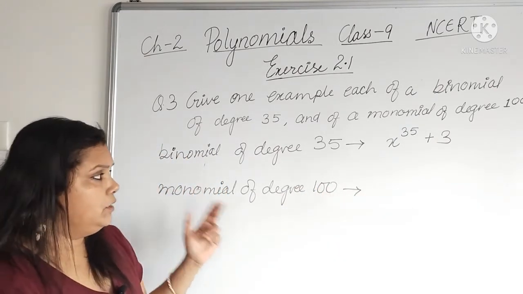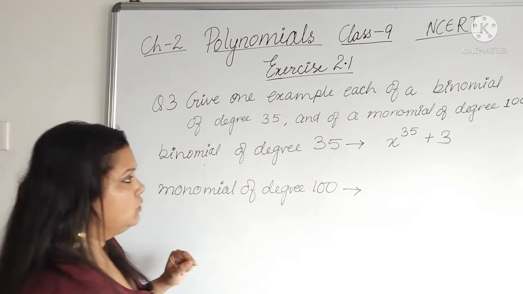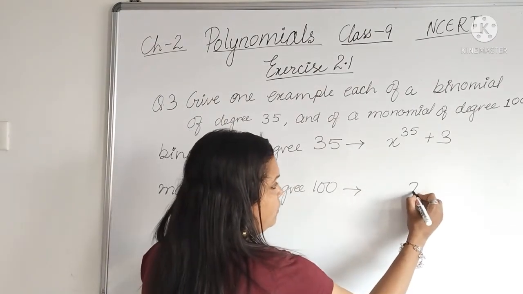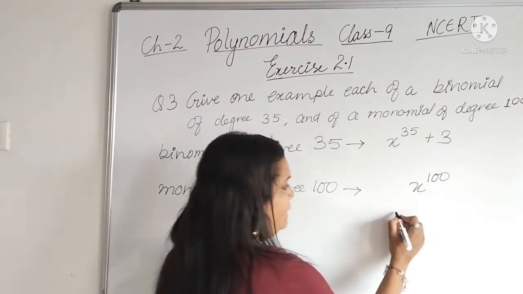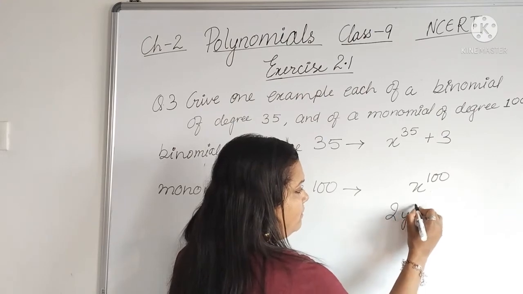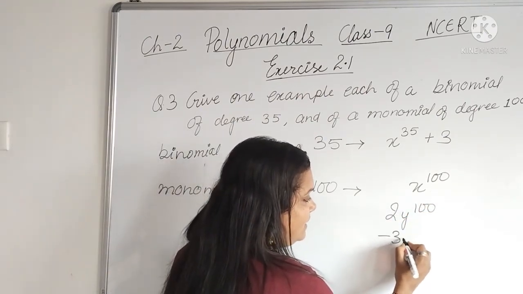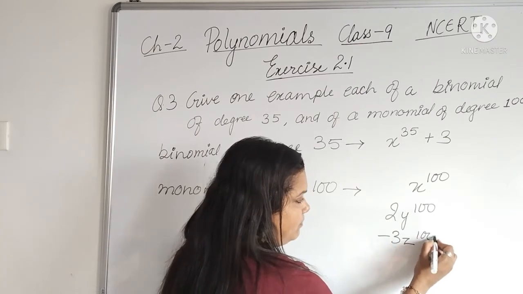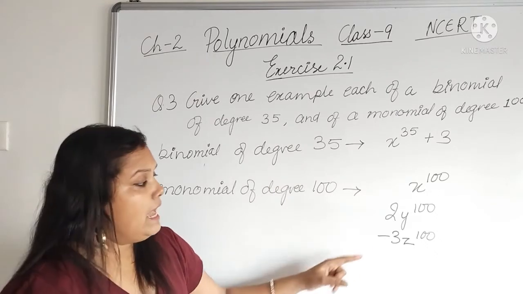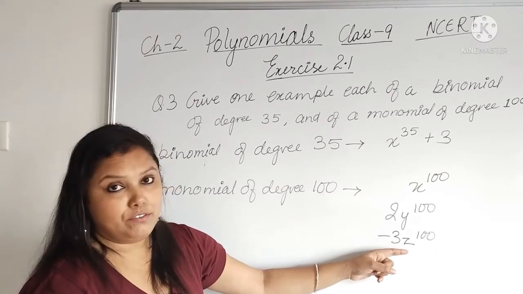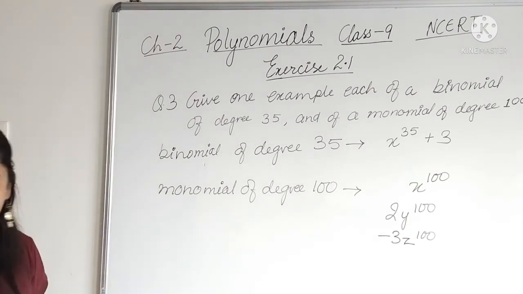Monomial means there should be only one term. Mono means one, bi means two. So there will be one term. You can write it as x to the power 100, or you can write 2y to the power 100, or you can write -3z to the power 100. The only thing is there should be only one term and the power of the variable should be 100. Okay, you can choose any coefficient.